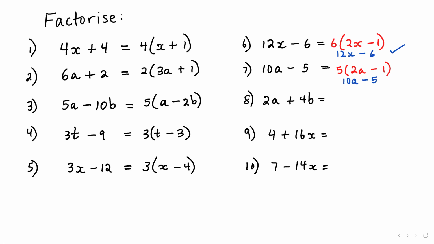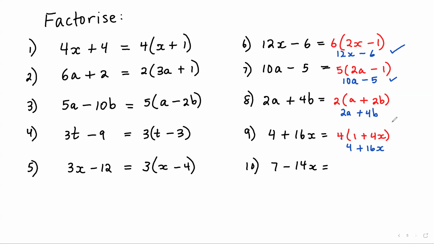Next one, we have 2a and 4b. The common factor here is 2. So 2 into 2a is a, and 2 into 4b is 2b. Again, to check my answer, 2 times a is 2a, and 2 times 2b is 4b. The next one, 4 and 16x, the common factor there is 4. 4 into 4 is 1, and 4 into 16x is 4x. To check your answer, you multiply your brackets. So 4 times 1 is 4, and 4 times 4x is 16x, right?